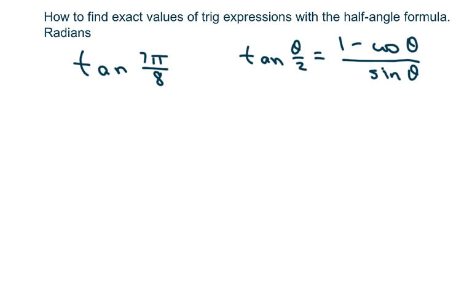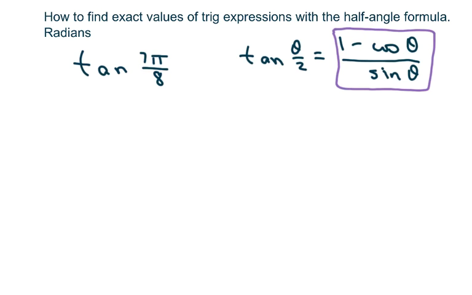Hi everyone, we're going to find exact values of trig expressions with the half angle formula, and this is in radians. The first two problems are going to be tangent, and the second two are going to be sine and cosine. For tangent, I like to use this formula. It makes simplifying a lot easier, and so that's the one I'm going to use.